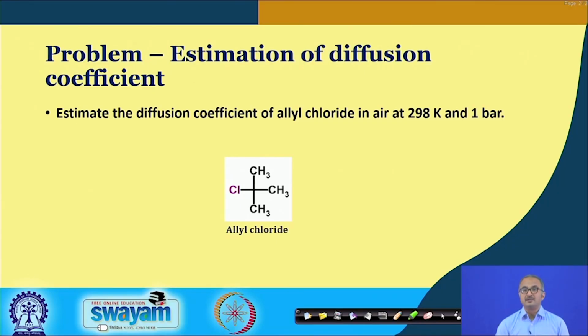Next, we come to another important problem, that is the diffusion coefficient, and you know diffusion coefficient tells us how a particular molecule will be able to distribute itself in another type of molecule. So, here we are asked to find out the diffusion coefficient of allyl chloride in air, at this particular temperature and pressure, and this is the formula of allyl chloride. Here you see there are 3 methyl groups and 1 chlorine group.